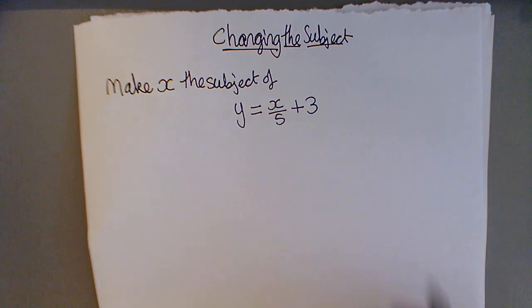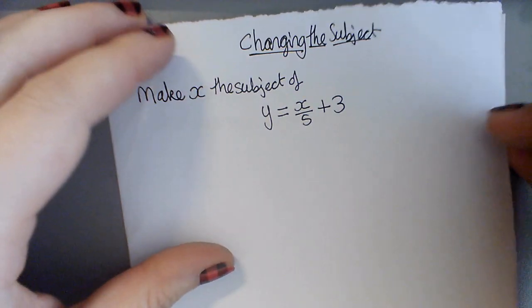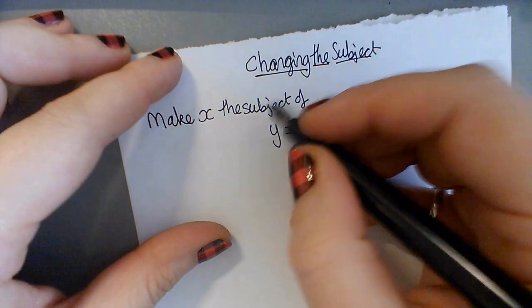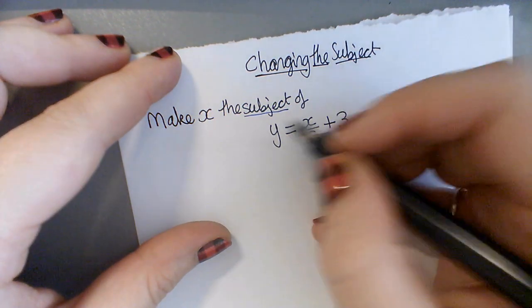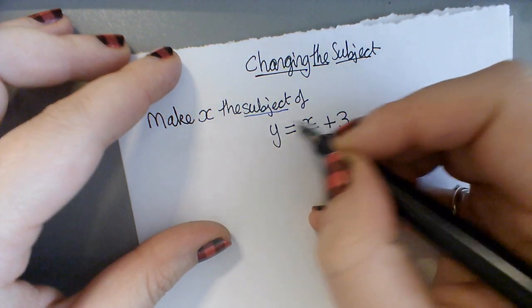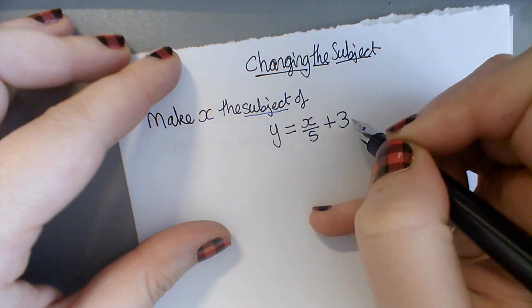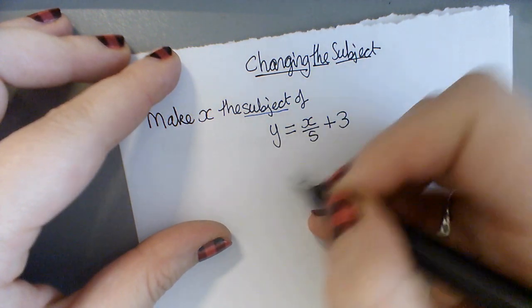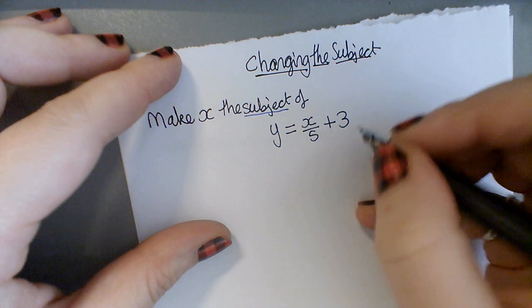Okay, step 2. Make x the subject of this. So the subject in this case at the moment is y. It's where it occurs on its own. There's no other versions of it in the equation, and it's not like 5x or anything like that. We're just keeping it straightforward.